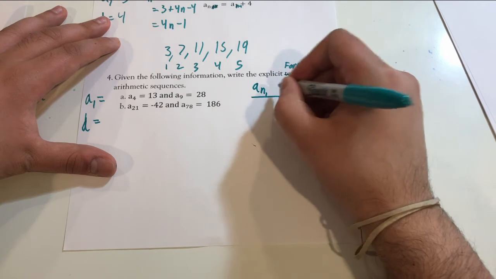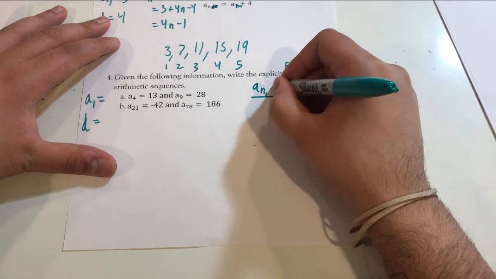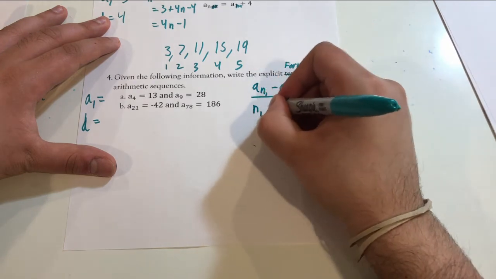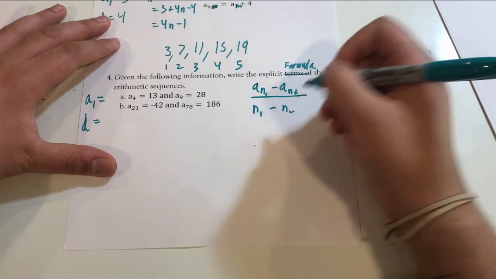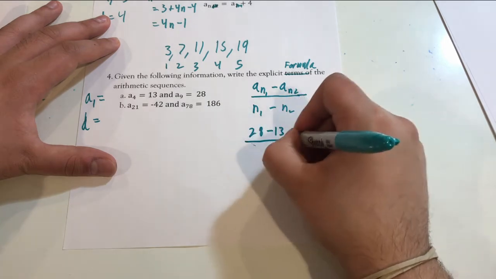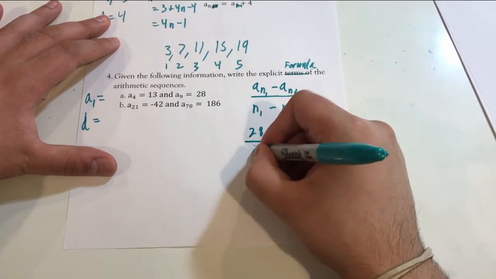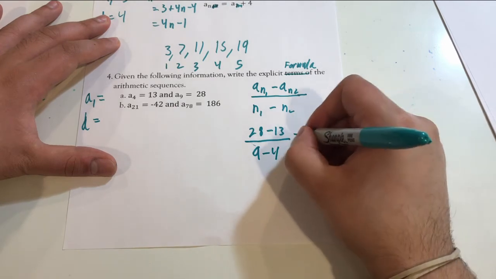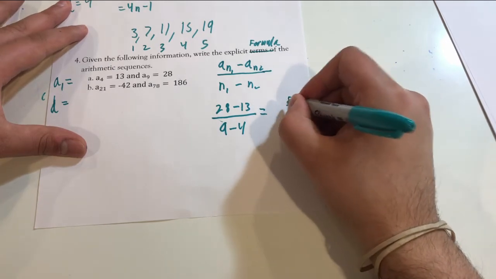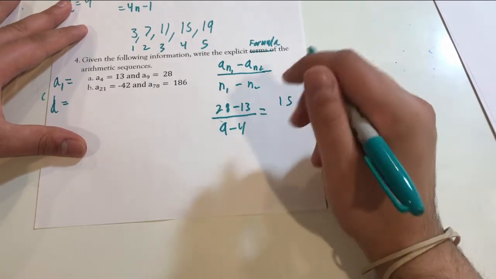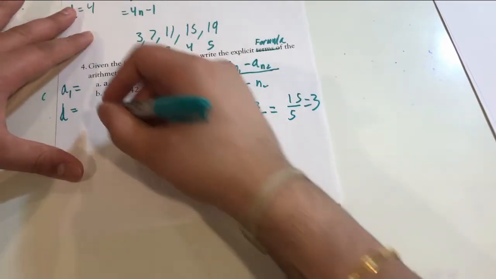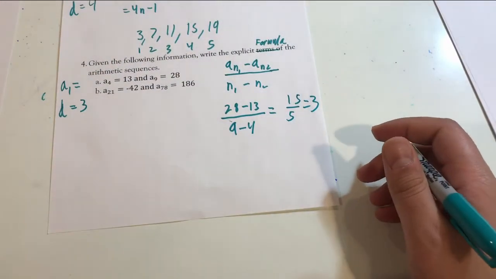So, treating this like a linear equation, the way I'm going to do this is a of n1 minus a of n2 over n1 minus n2. So in this case, I'll do 28 minus 13 over 9 minus 4. Okay, so 28 minus 13, what does that equal? That is going to be equal to 15. 9 minus 4 is equal to 5. 15 over 5 gets me 3. 3 ends up being my common difference.